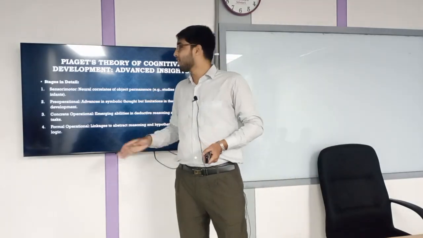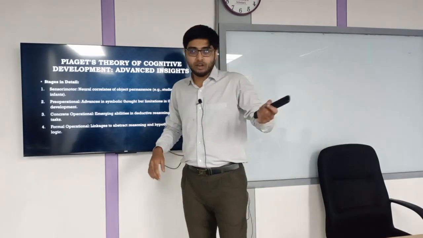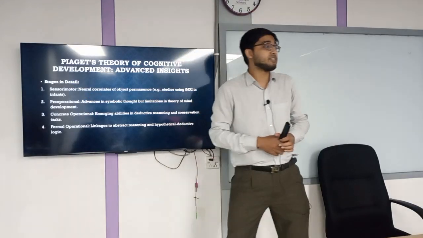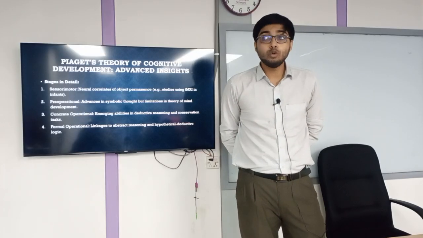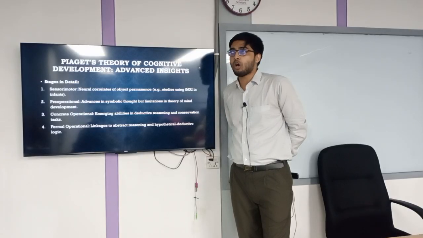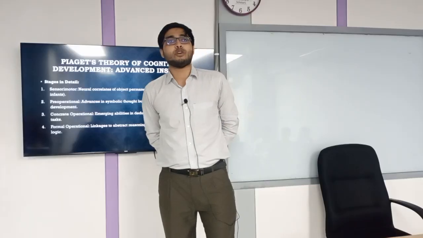Now, let's talk. Sensorimotor, we know, is 0 to 2 years, and we have written it. See, neural correlates to object permanence, I have said it to you. For infants, newborns, object permanence is not very developed. That means they do not understand the permanence of objects.